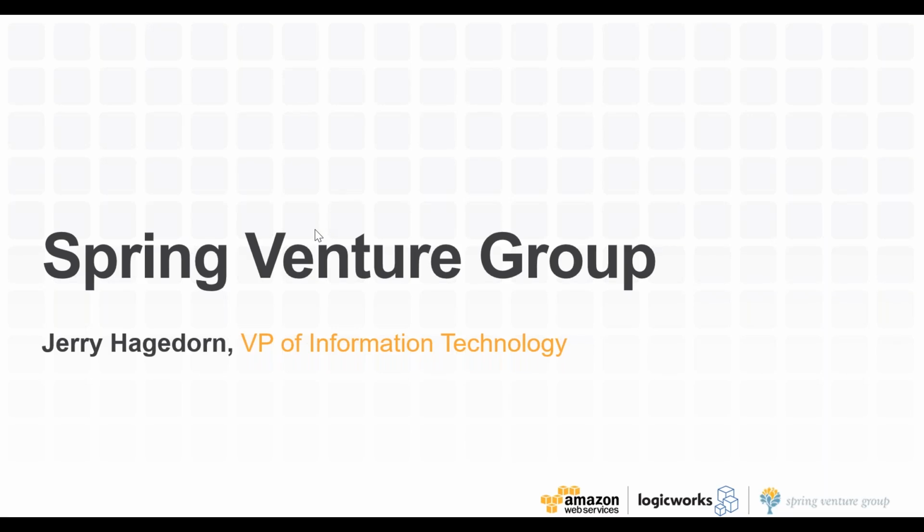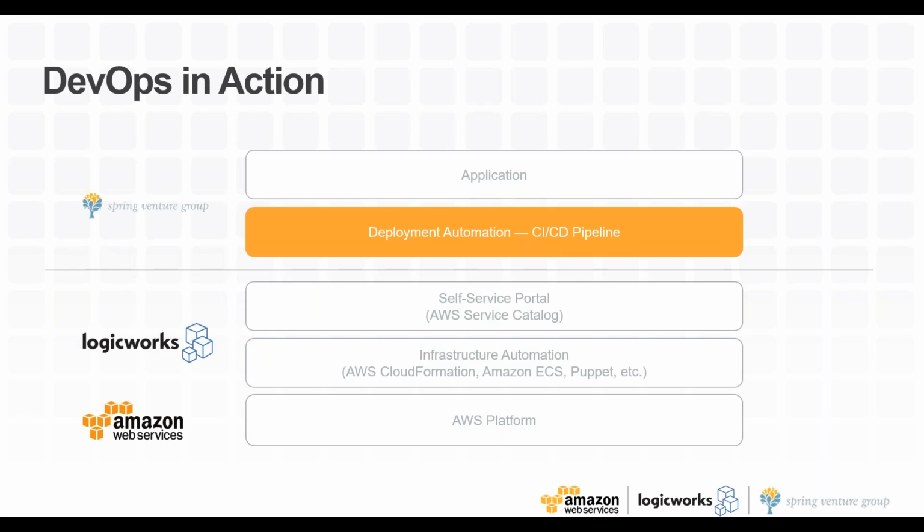So you just heard Chuck from Logicworks talk through the three operational layers up through the Service Catalog. I'm going to talk about the deployment automation layer, as well as how SVG leverages the Service Catalog to create a seamless integration between our two DevOps stacks.